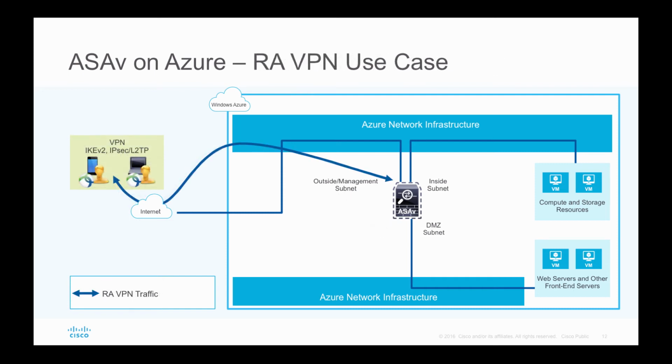The next and widely used use case is remote access VPN. So you can configure remote access VPN on ASA running in Azure. Roaming users will gain access to cloud resources using AnyConnect VPN. We support IKEv2, IPsec, and L2TP.